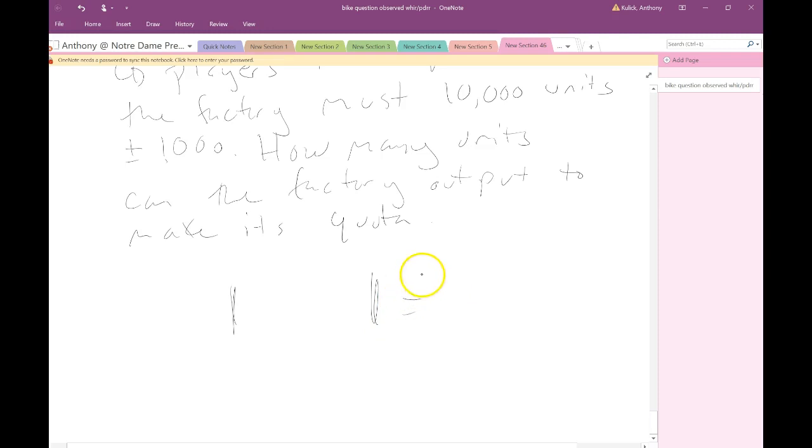is that this part is the 1,000 part, and we can either be like 1,000 more or 1,000 less than that, 10,000. So the setup looks something like this.